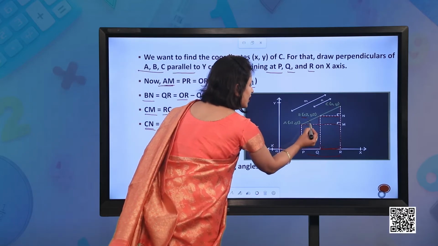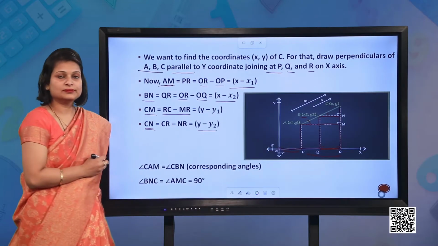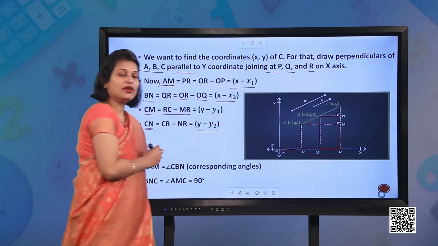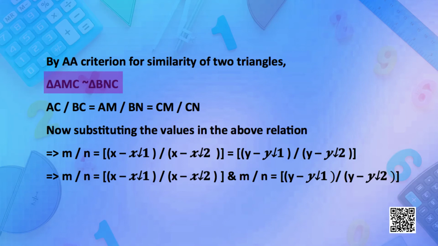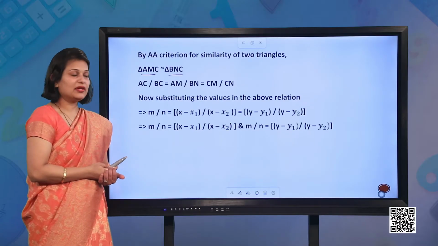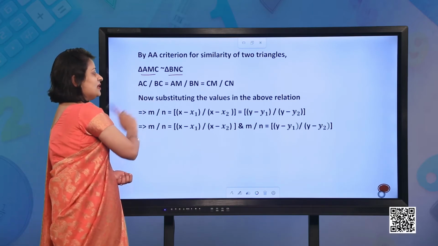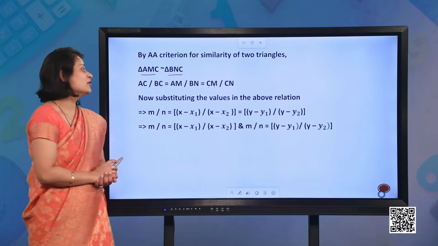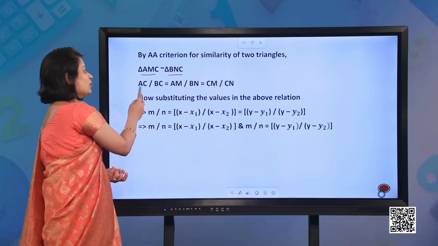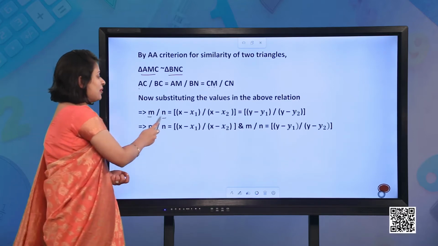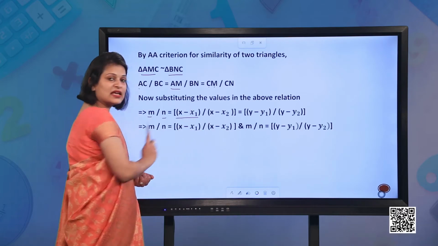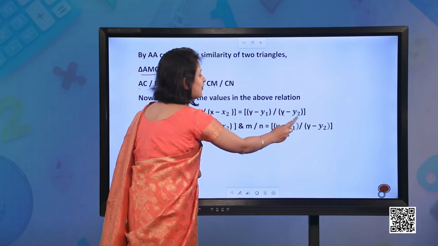Now, this angle and this angle are both equal because they are corresponding angles. This angle and this angle are both equal because both are 90 degrees. So, by the AA similarity criterion, triangles AMC and BNC are similar. If the triangles are similar, we can write the sides in the ratio as AC upon BC equals AM upon BN equals CM upon CN. Now we have the values with us. Simply substitute the values of AM, BN, CM and CN, and you know AC and BC are in the ratio m:n. AM is x minus x1, BN is x minus x2, CM is y minus y1 and CN is y minus y2.